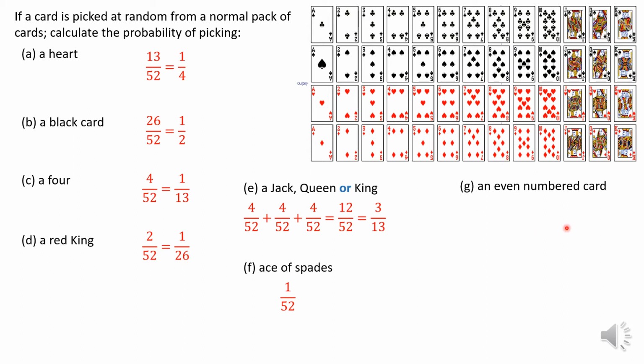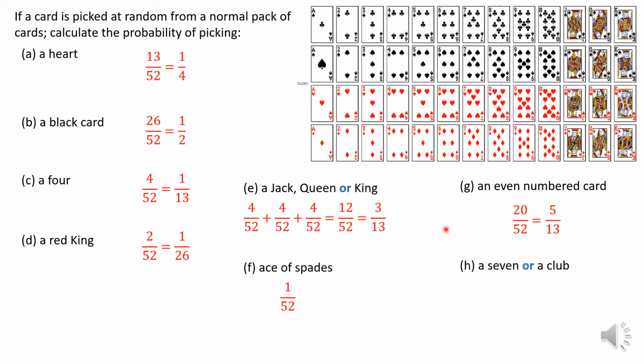An even numbered card. Now they are not saying the color here, just the even numbered card. All right, so you expect 20 of them. That is a 2, the 4. Let's take the first suit here. All right, the clubs. You have got 1 for the 2, the 4, the 6, the 8, and the 10. So if you count them nicely, 1, 2, 3, 4, 5 of them. So 5 times 4 in each suit gives you 20. So it will be 20/52, which simplifies to 5/13.